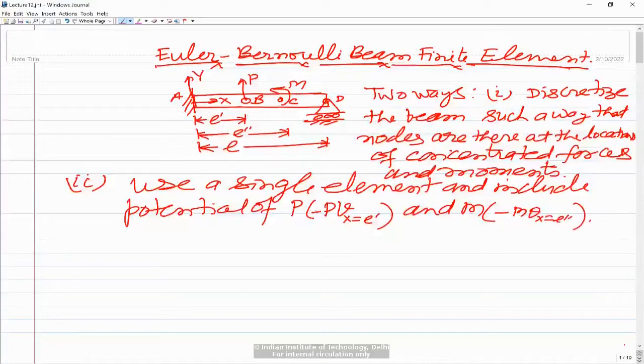So the first is straightforward. We have already discussed problems, so you can do this. Now the boundary condition, of course, would be that at the left end the deflection and slope are both zero, but at the right end, that is at D, only the deflection will be zero, and the slope would be non-zero. So if you are modeling it with three elements, you can solve the problem like that. I am going to discuss the second approach.